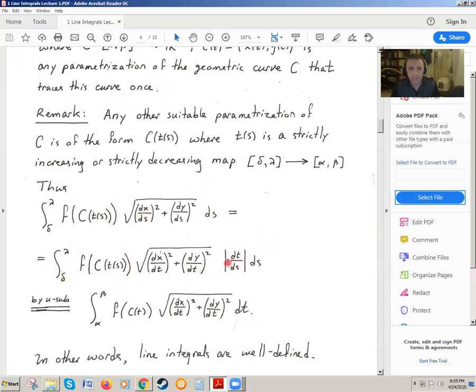And now what is this integral? If you do a u substitution, this is just the integral for the original curve where I just used t. So it's just an obvious chain rule that happened here. So by u substitution, I can make it look like the line integral defined over t.